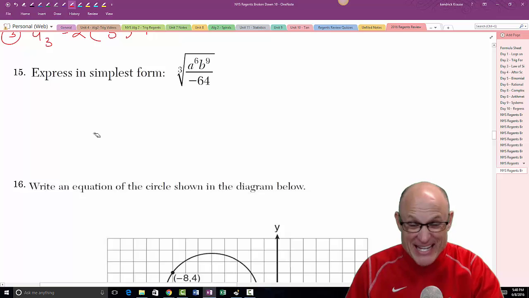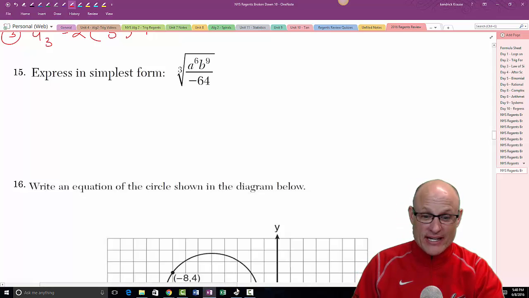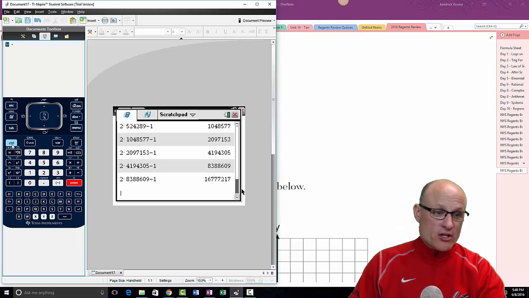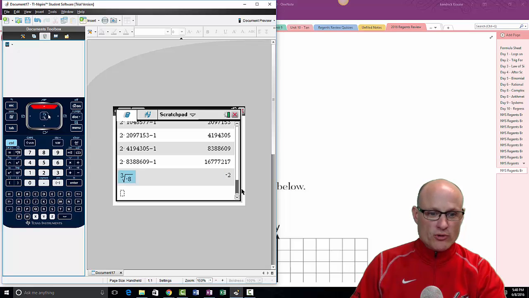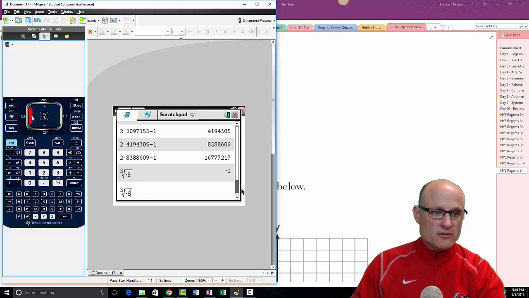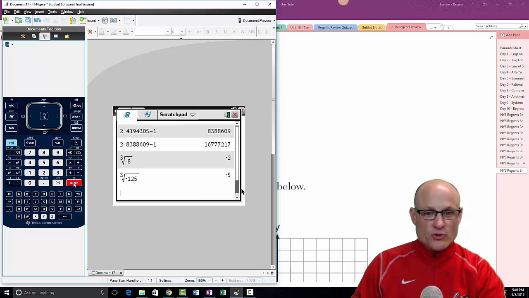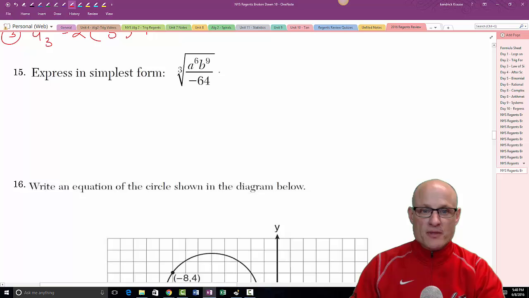By the way, you can take the cube root of negatives. Like the cube root of negative 8 is negative 2. The cube root of negative 125. So you can take the cube root of a negative. So, here's what we got.